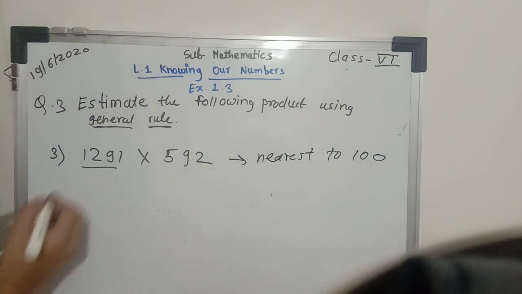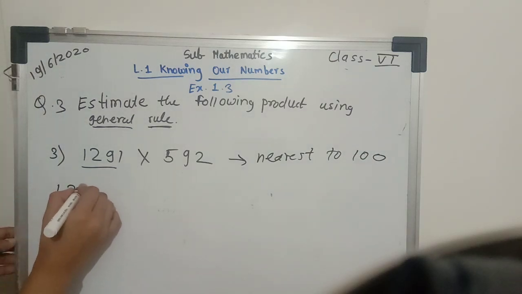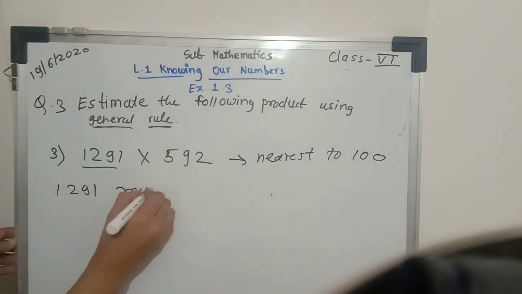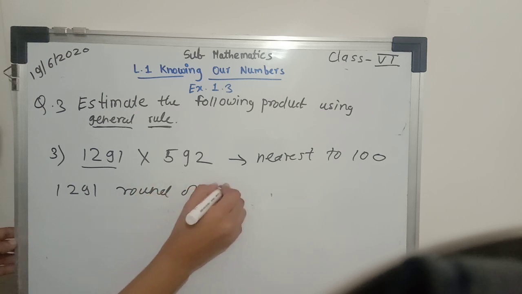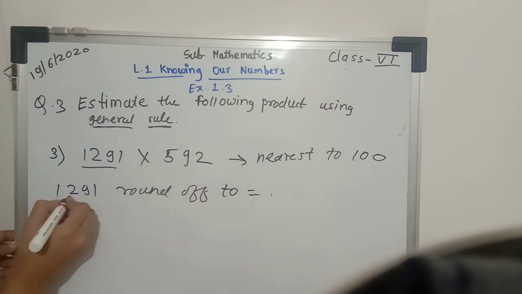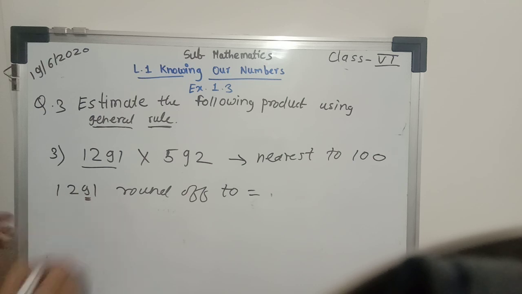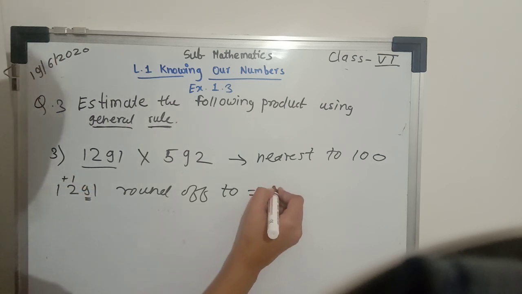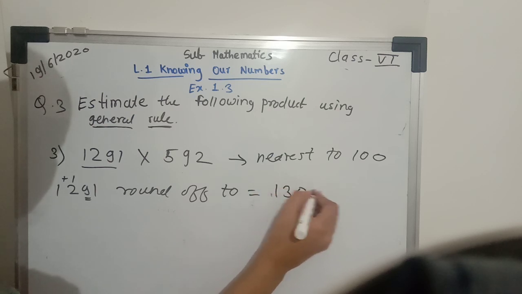Okay, so the first number is 1291. So here we are rounding up to the nearest 100. So see the 10th place here. On the 10th place, 9 is there, which is more than 5. So increase the 100 place by 1 and here will come 1300.